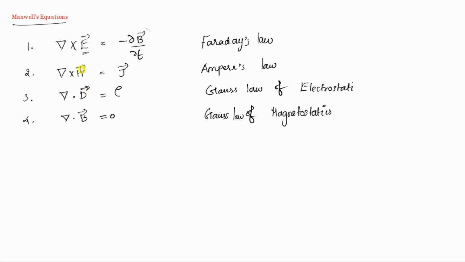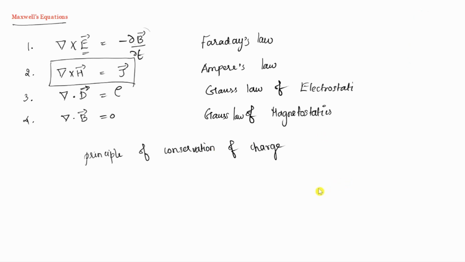In addition to this, he modified the second law, that is Ampere's law. He analyzed whether this equation satisfies the principle of conservation of charge. In order to analyze this, he used the equation of continuity. The equation of continuity is del dot J is equal to minus dou rho by dou T.